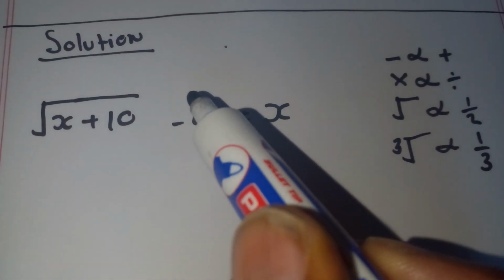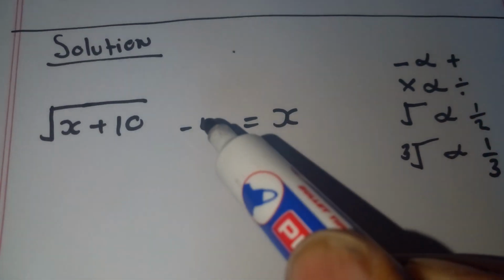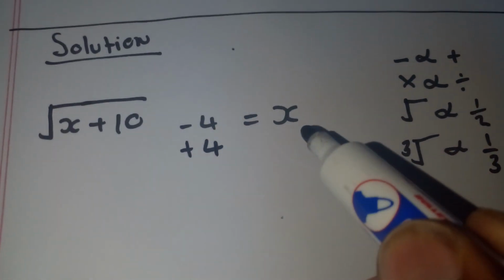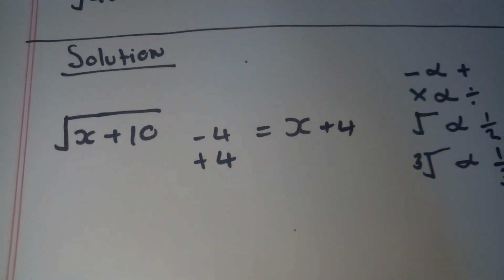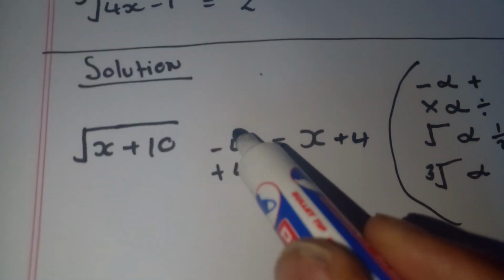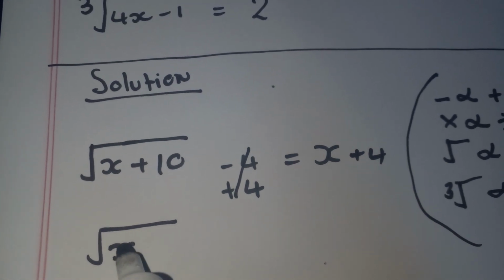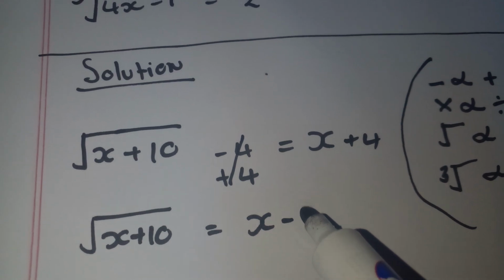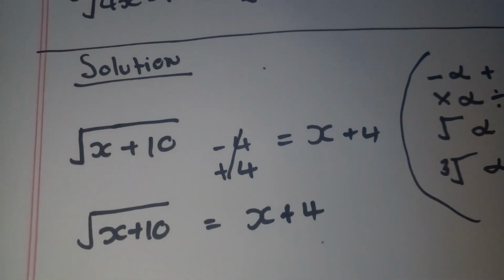Here you've got a negative 4. If you want to shift negative 4 to the other side, you must introduce the inverse of negative 4, which is positive 4. So it's a plus 4 on both sides. Let me put this one in brackets so that you don't miss this step. These cancel, so you are left with the square root of x plus 10 is equal to x plus 4. Sorry guys, it is x plus 4.